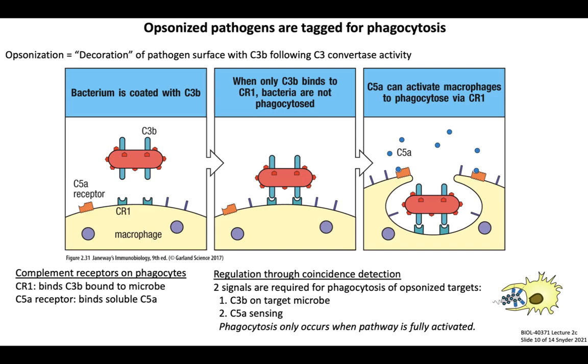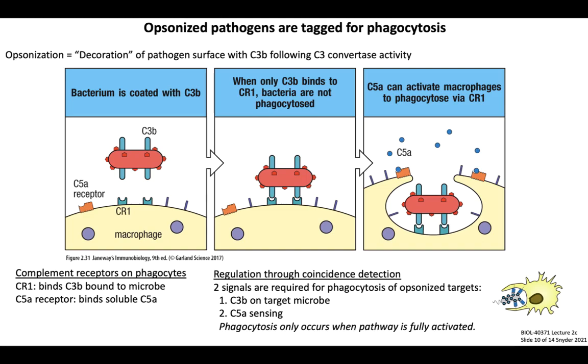The first is that C3b binds to complement receptors that are expressed on the surface of phagocytes, such as this one here, CR1. The second is that the soluble factor C5a is detected by the phagocyte by binding to a C5a receptor expressed by phagocytes.